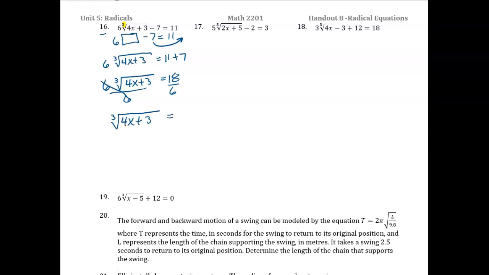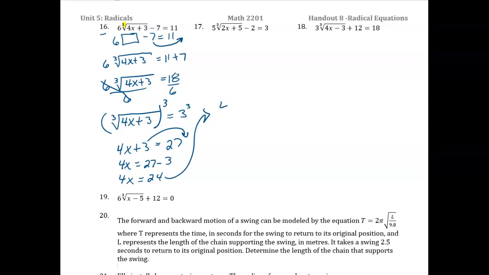Now you get a cube root. Well, if we square to get rid of square roots, we're going to cube to get rid of cube roots. So cubing a cube root, leaving with 4x plus 3. 3 times 3 times 3 is 27. And again, here now it's just working out the algebra. Subtract 3 from both sides. It's 24.